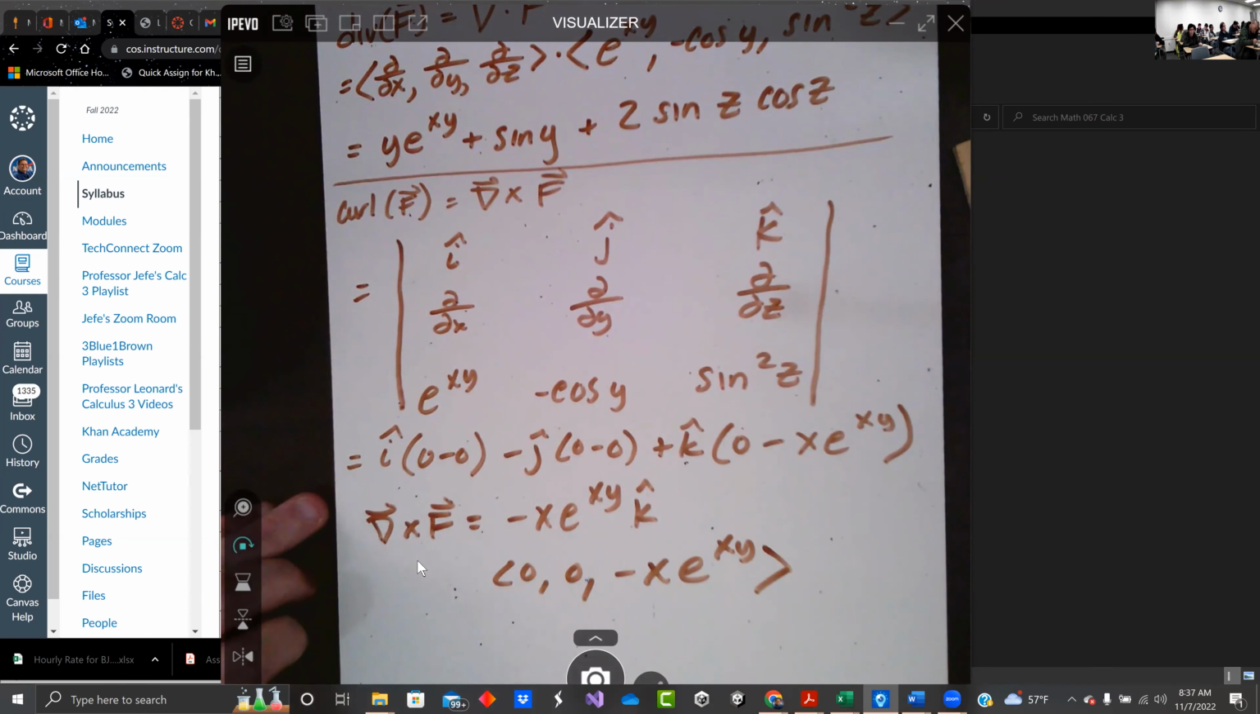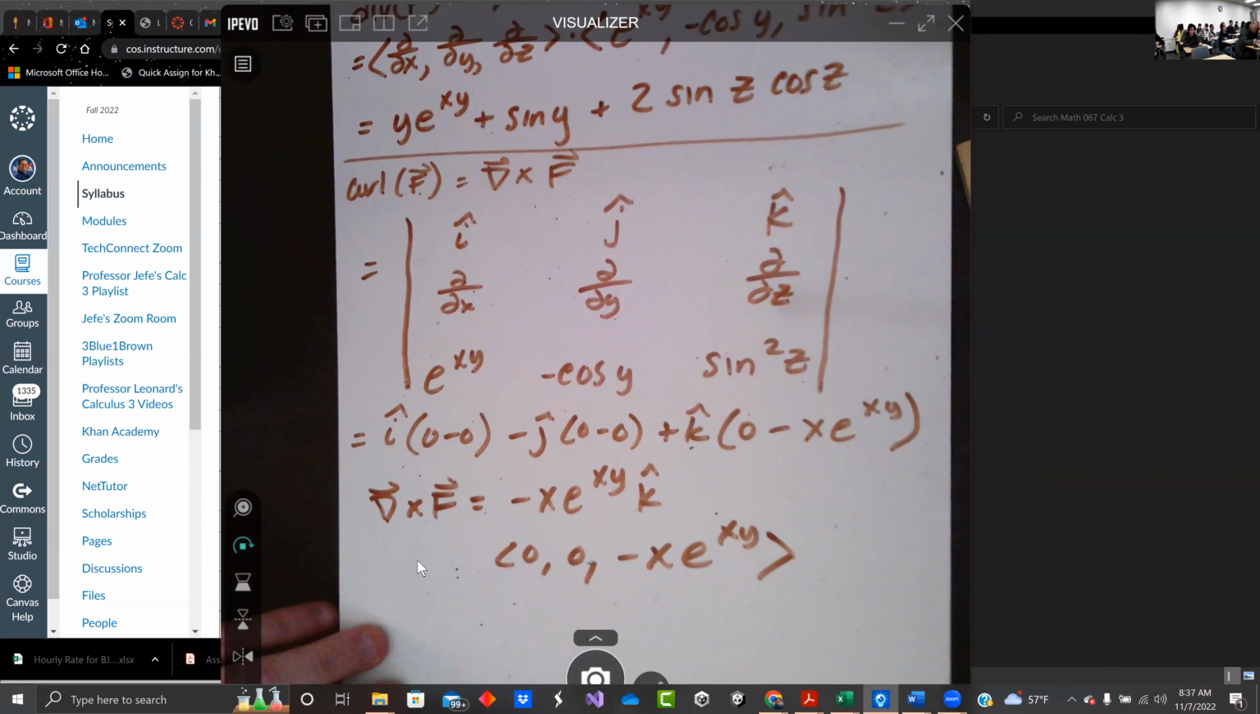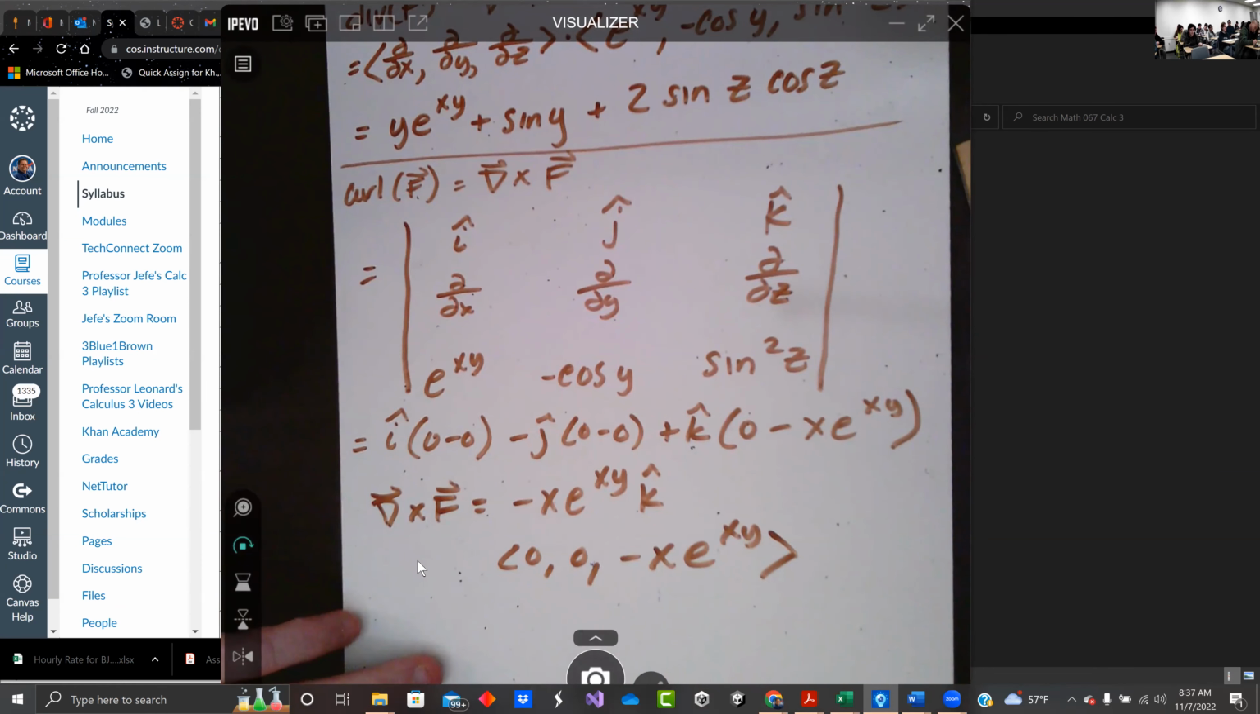So whether that's going up or down is dependent on X and Y. It looks like Z doesn't mean anything to any of this. Where you're at in the vector field in terms of height does not affect the curl at that point.